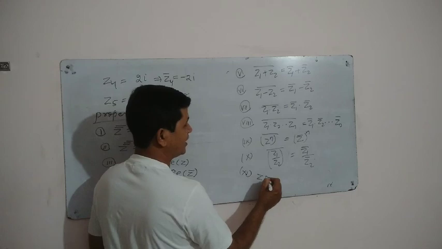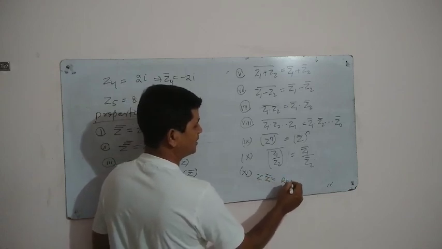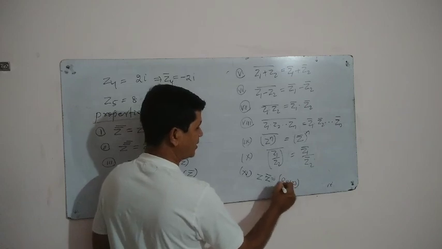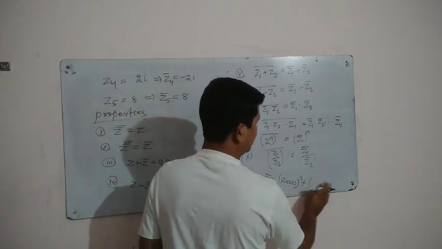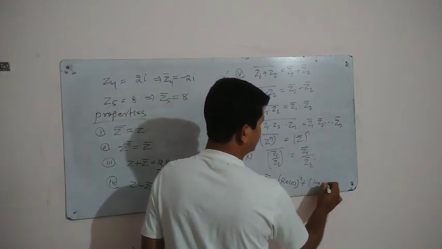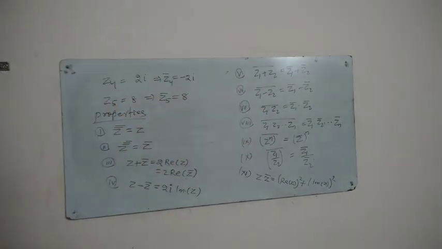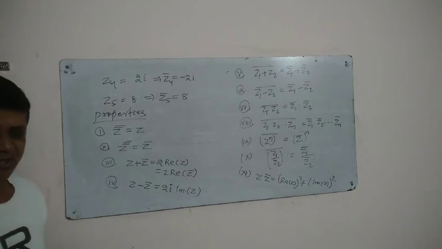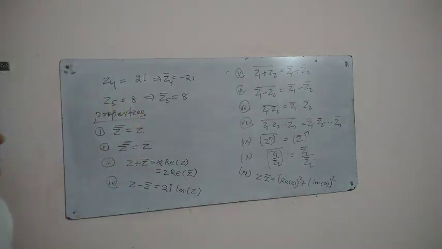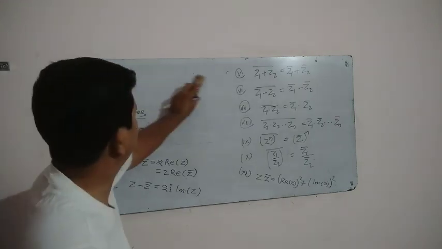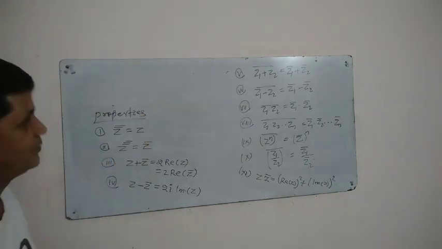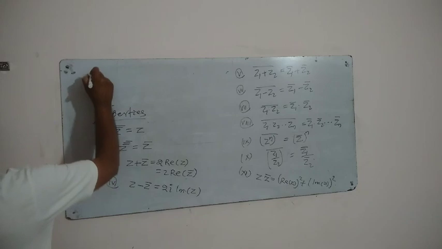And the last property: Z into Z conjugate is equal to the real part of Z squared plus the imaginary part of Z squared. These are the properties of the conjugate of complex numbers. Now we prove one of them and you will prove the rest. Right? Come to the first property.